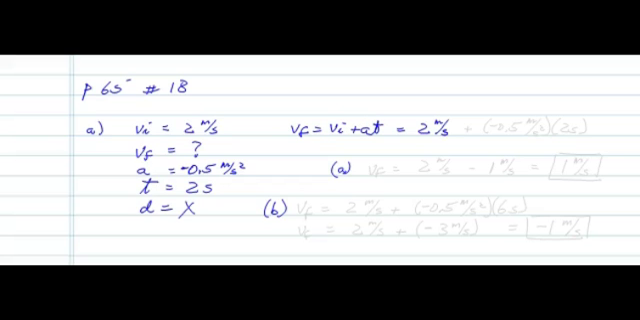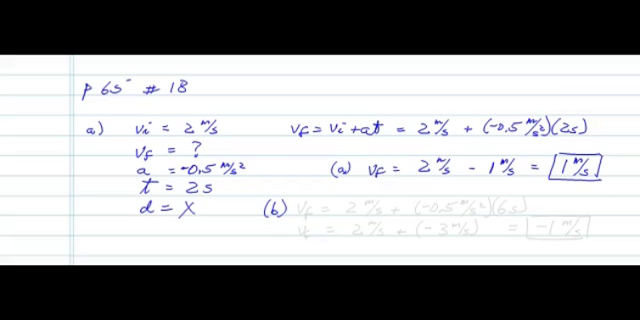2 meters per second plus negative 0.5 meters per second squared times 2 seconds. V final is 2 meters per second minus half of 2 is 1, so minus 1 meter per second. So the answer is 1 meter per second. At the end of 2 seconds, the golf ball will be rolling at 1 meter per second. Positive, so it is still rolling uphill.